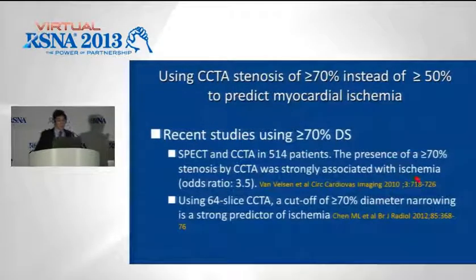So in fact, there have been two relatively recent papers that use 70% as the cutoff. In this study looking at SPECT and CT, the presence of a more than 70% stenosis by CT was strongly associated with ischemia, with an odds ratio of 3.5. And in this other study done by a group from Taiwan, using 64-slice CT, a cutoff of more than 70% diameter narrowing is a strong predictor of ischemia.